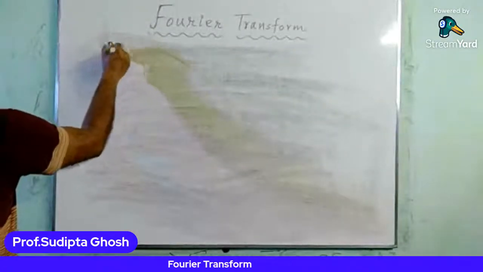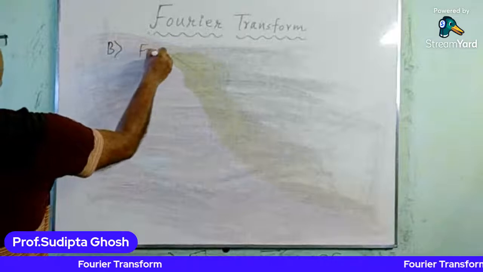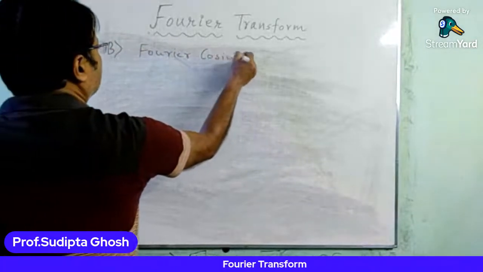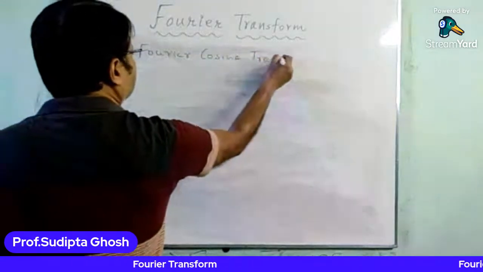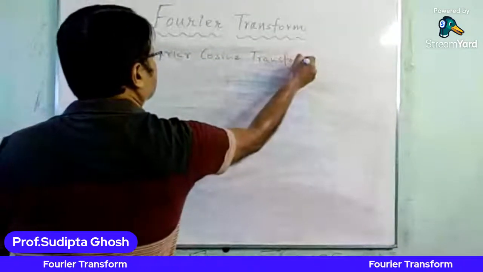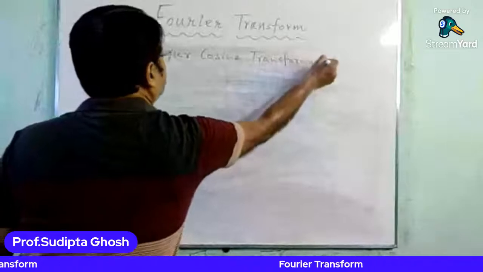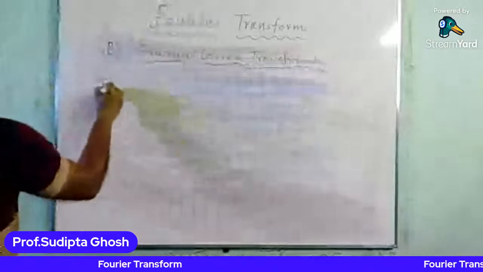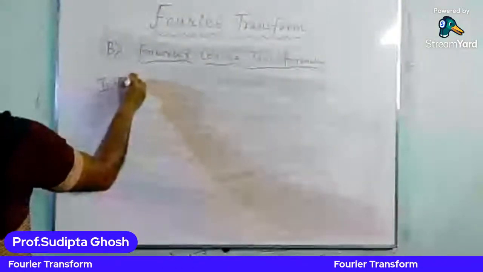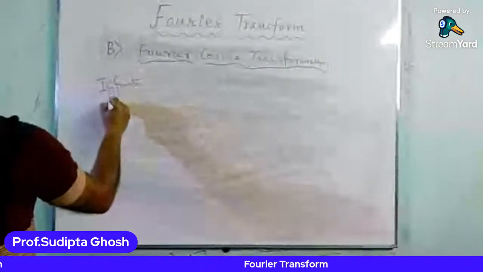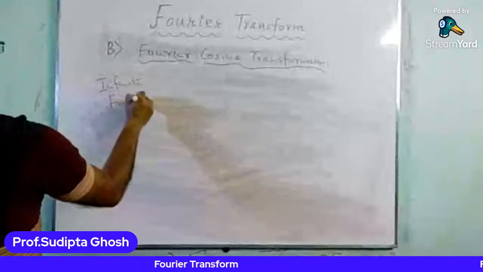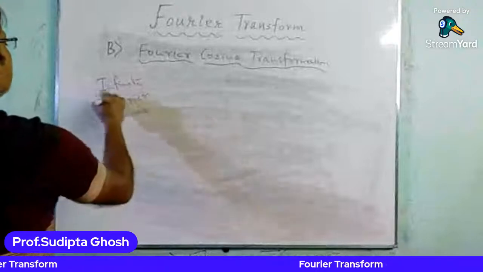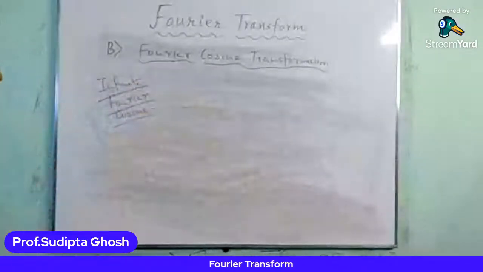So let's move on to discuss the Fourier cosine transformation. So we have B, that is Fourier cosine transformation, and for this we have again two parts, that is the infinite Fourier cosine transformation.